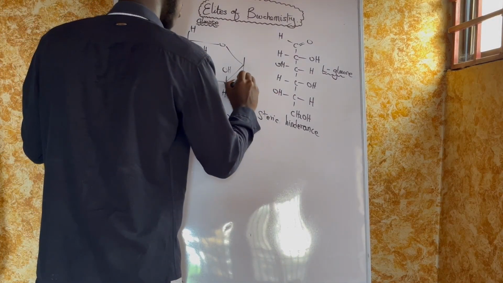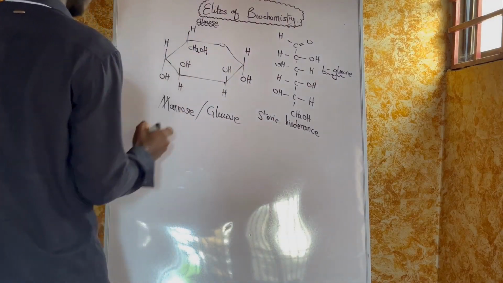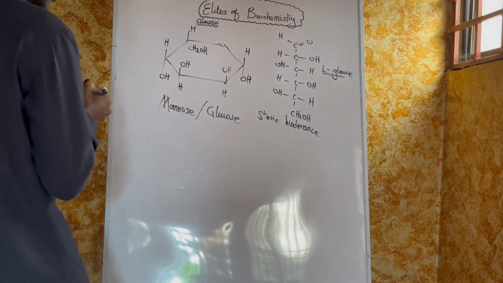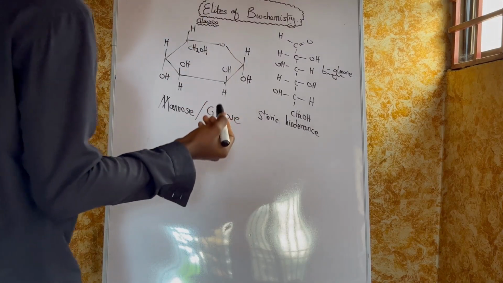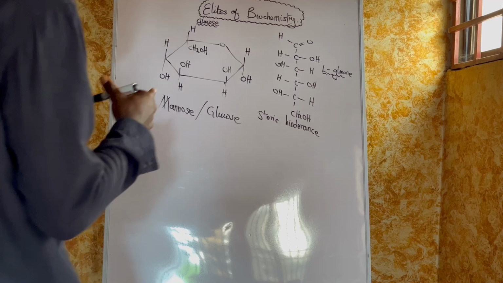So we can have our OH here and our hydrogen here. So this one is more stable. So alpha mannose is more stable as compared to beta mannose due to the steric hindrance. That's all I want you to know.